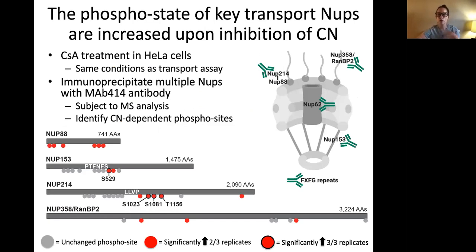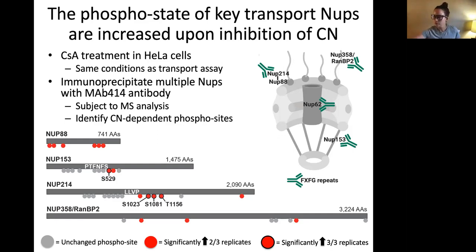Finally, we wanted to go back into cells and see whether or not calcineurin is regulating the phosphostate of these nucleoporins in vivo. So to do this, we went to HeLa cells, which were treated in the same conditions as that transport assay, where we saw an effect on transport. So we want to see, under those same conditions, is the phosphostate of those proteins affected? We performed that in HeLa cells and then used this antibody called MAB414, which recognizes multiple nucleoporins, which I'm showing you here on the right. We can immunoprecipitate them and then perform mass spec analysis to see differences in phosphorylation between the treatment groups.